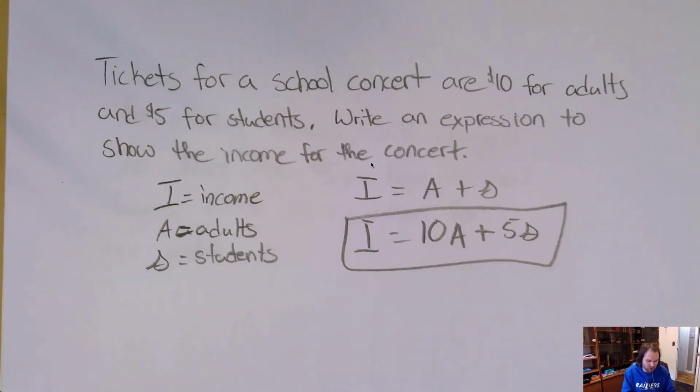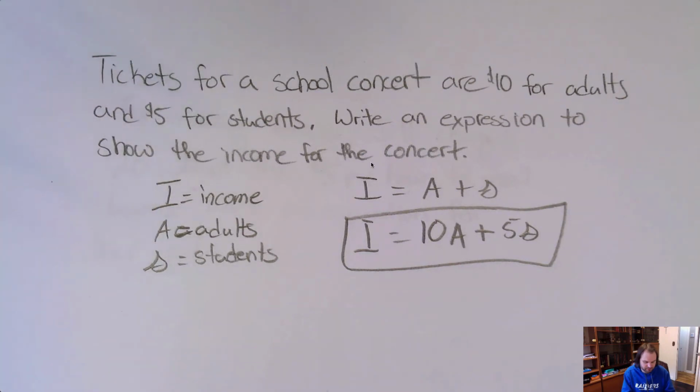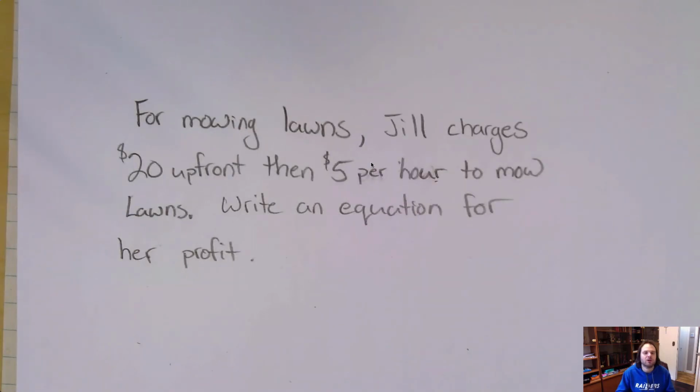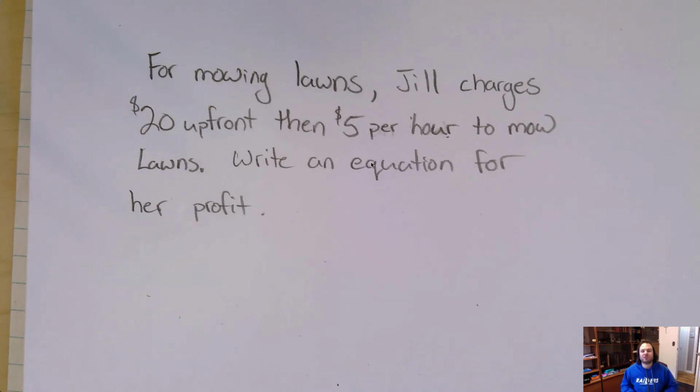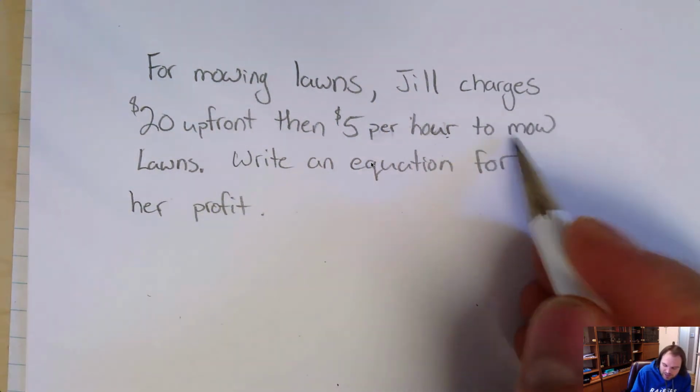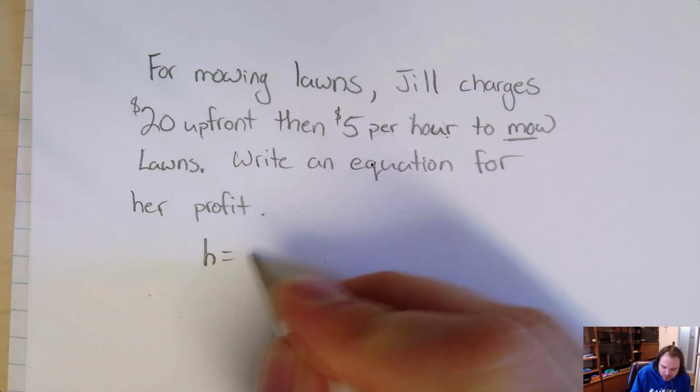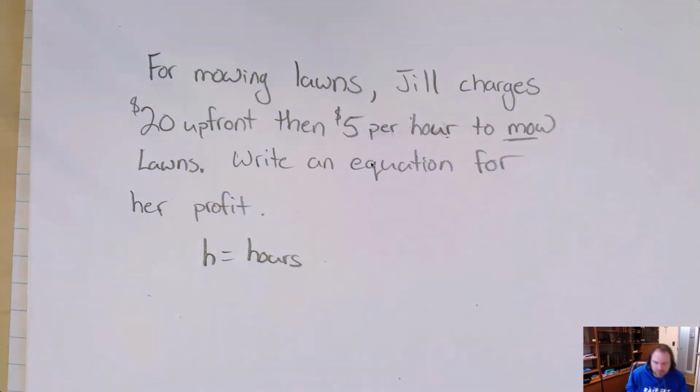Let's take a look at my next one here. So in this one, for mowing lawns, Jill charges $20 upfront, then $5 per hour to mow lawns. Write an equation for her profit. So we're just looking here at making the equations. So not necessarily solving, just making the equations. So I'm going to say it's an hour. So my H is going to be for hours. Okay? That's my variable. The thing that changes is hours.